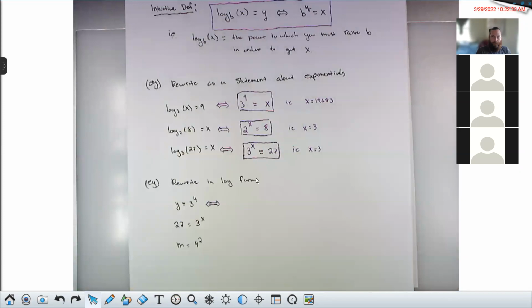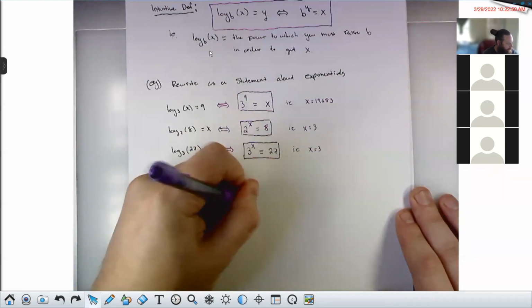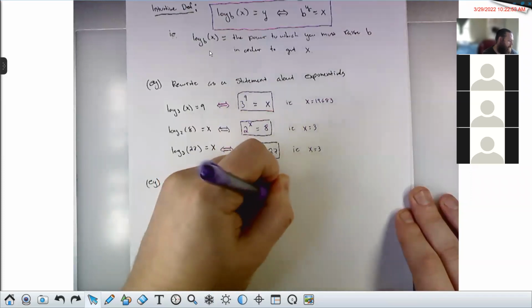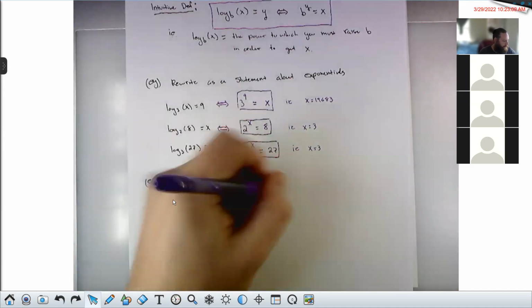I would ask first, what is the base of the logarithm that we're going to be writing down? 3. 3, right? The base in the exponential, b, is the same as the base of the logarithm here. This b is the same as this b. So this is going to be some statement that starts log base 3 and then of something equals something else. What is the something in parentheses going to be here? Y. Very good, right? This is going to be y, and then this is going to be 4.